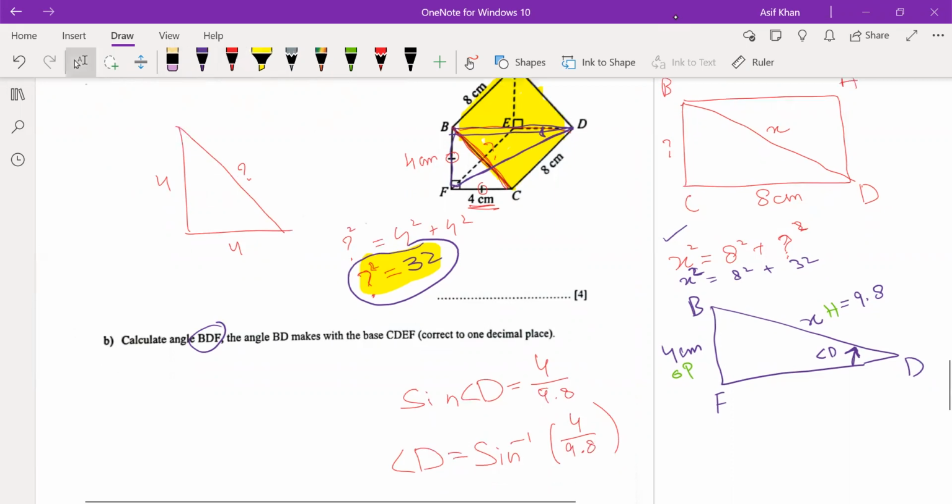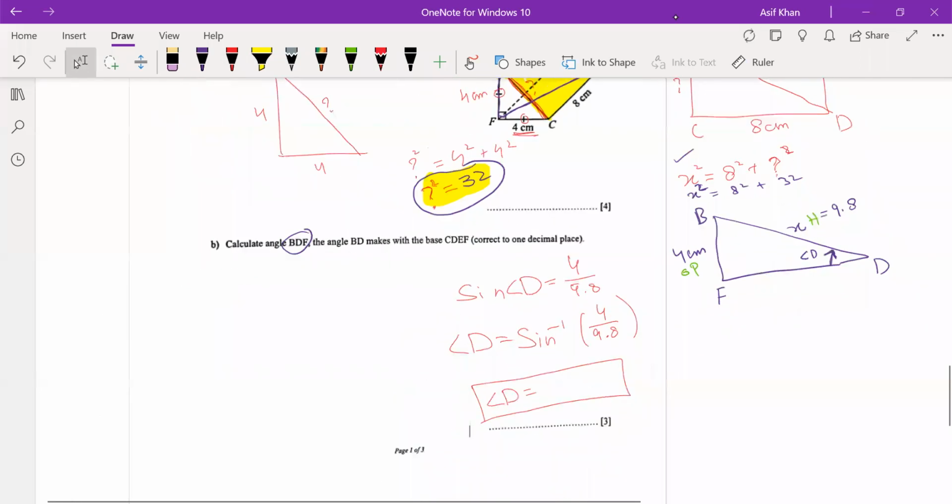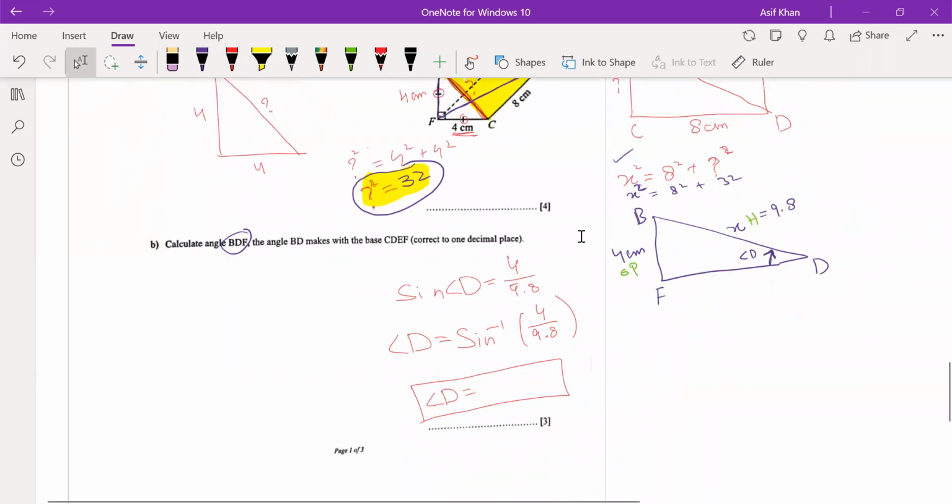So now calculate angle D. Sine inverse 4 upon 9.8. So what will angle D be? Put this value in your calculator. So you will find angle D. Yes, guys. Sir, it's going to be 24.1. 24.1, he is saying. Yes, 24.1 degrees, sir. Agree?